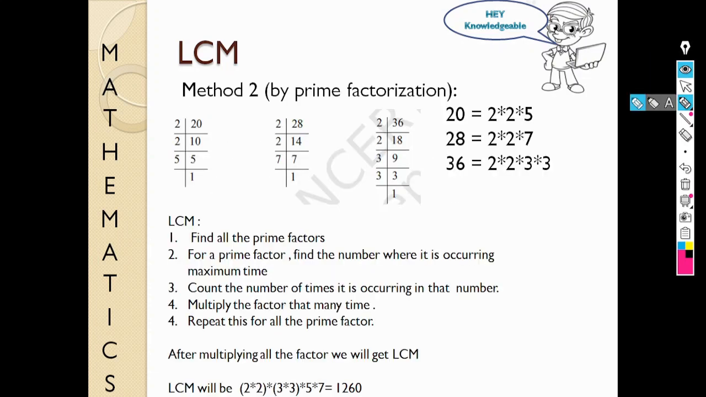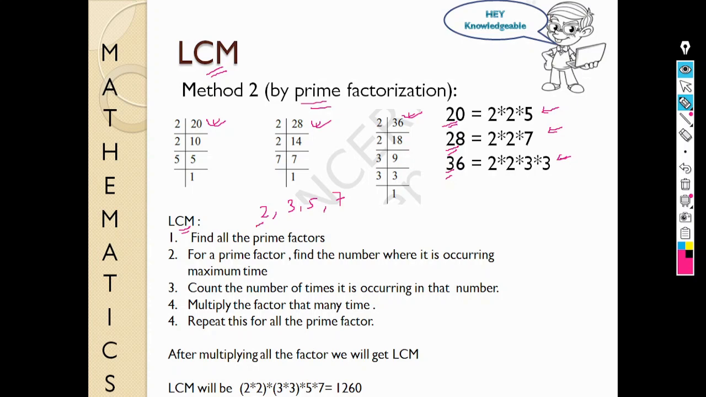Let's try to see how we can find the LCM by another method, that is by the prime factorization method. We have to find the LCM for numbers 20, 28 and 36. First we'll have to do the prime factorization of 20, 28 and 36. We already know how it can be done. Then we'll see how we can find the LCM. So find all the prime factors. What are the different prime factors here? That is 2, 3, 5 and 7.